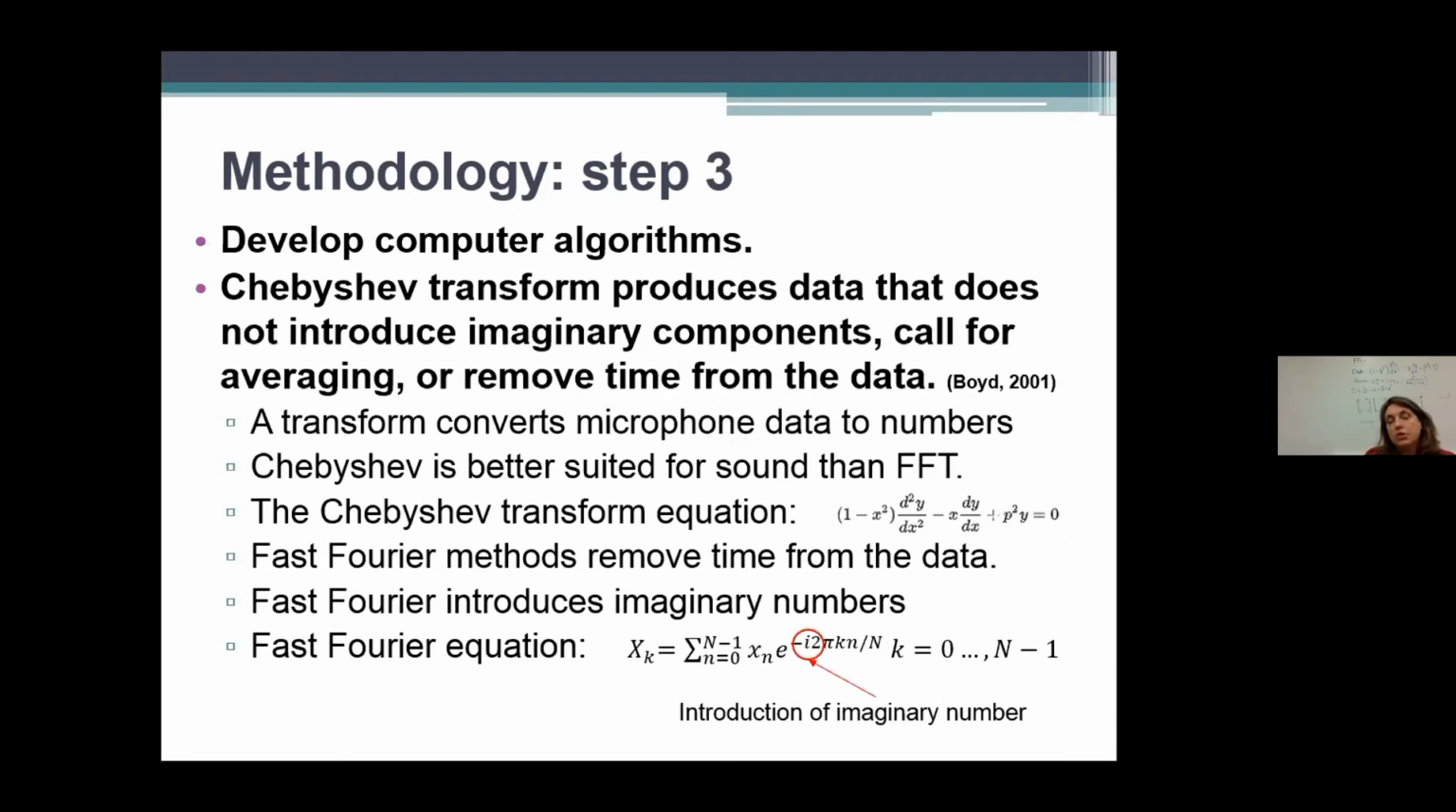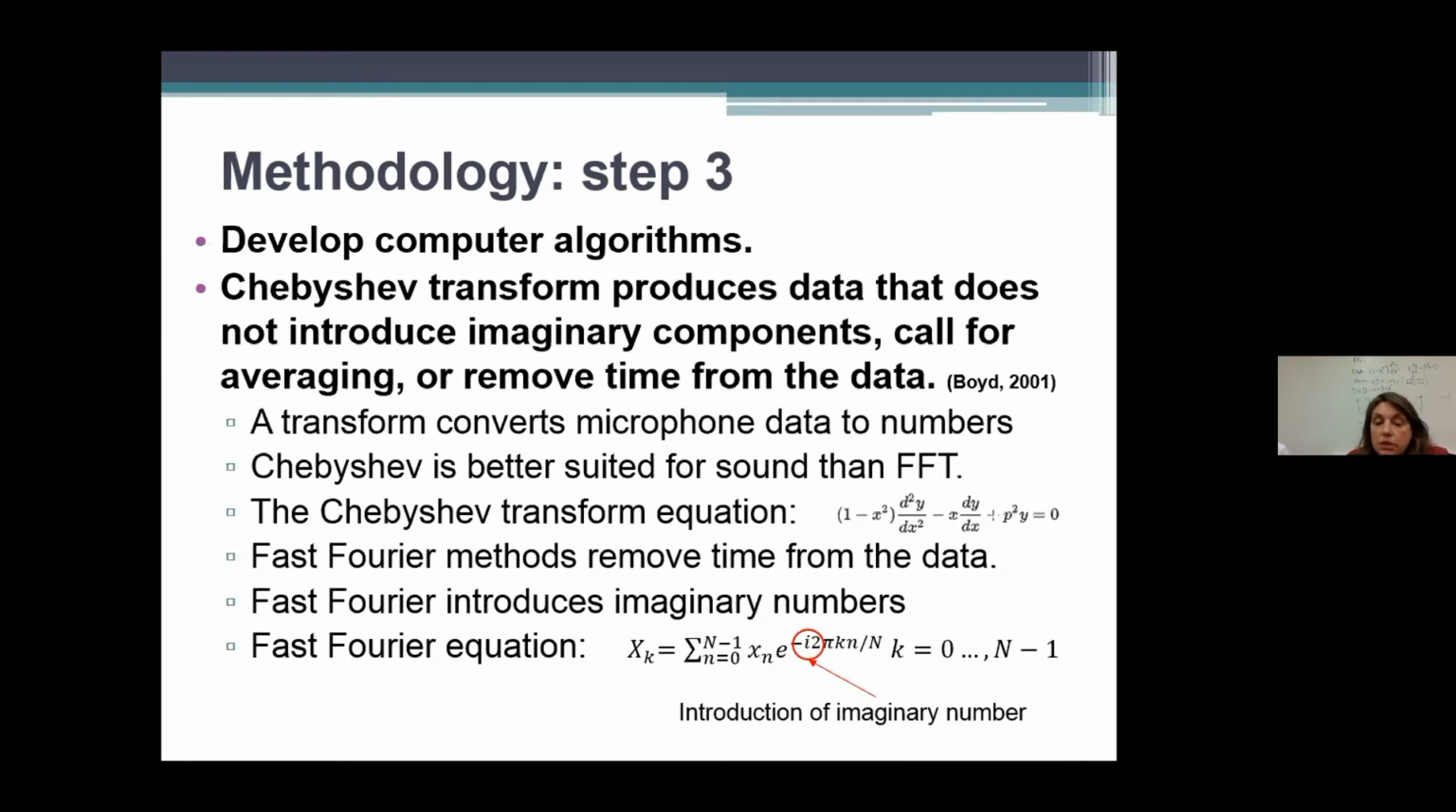The Fast Fourier Transform introduced time errors and data loss. So we looked for a better kind of transform to go to the frequency space. We found the Chebyshev Transform. So let's go down here to the Chebyshev Transform equation. You can see that it's a differential equation. I'm not going to derive it any further unless you have questions on it. And it's a pretty straightforward equation.